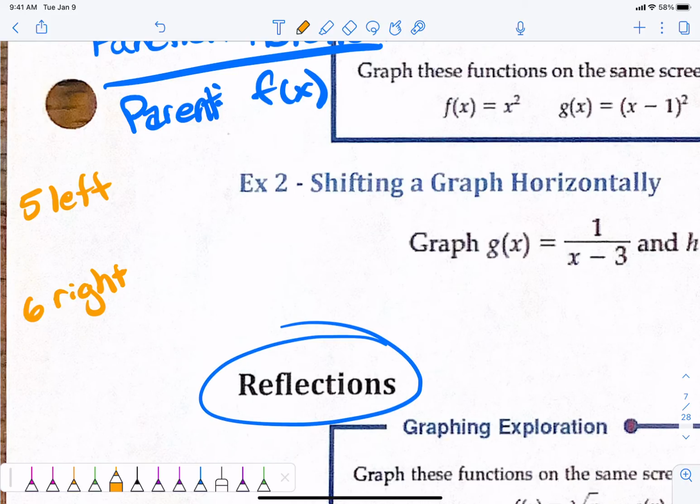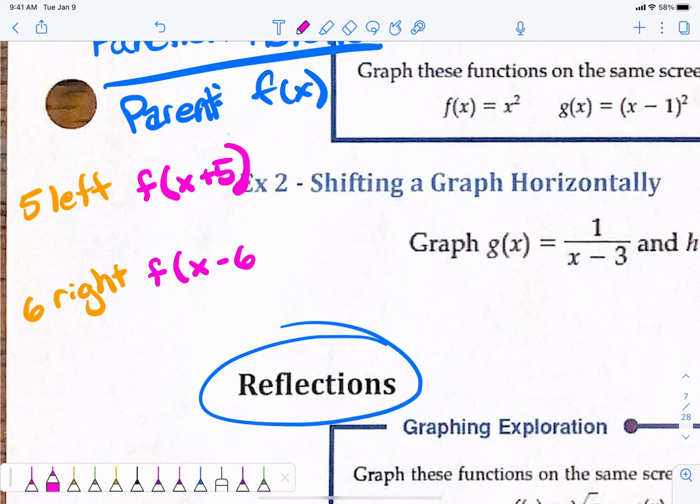So rather than f of x plus something or f of x minus something, this is what it looks like. This would be f of x plus 5. You put the x plus 5 inside of the parentheses wherever the x is. You're replacing the x with the x plus 5. Does that make sense? It's inside of whatever the function is. 6 units right would be x minus 6. The thing to note is that it's the opposite symbol of what you think. Left means plus and right means minus.